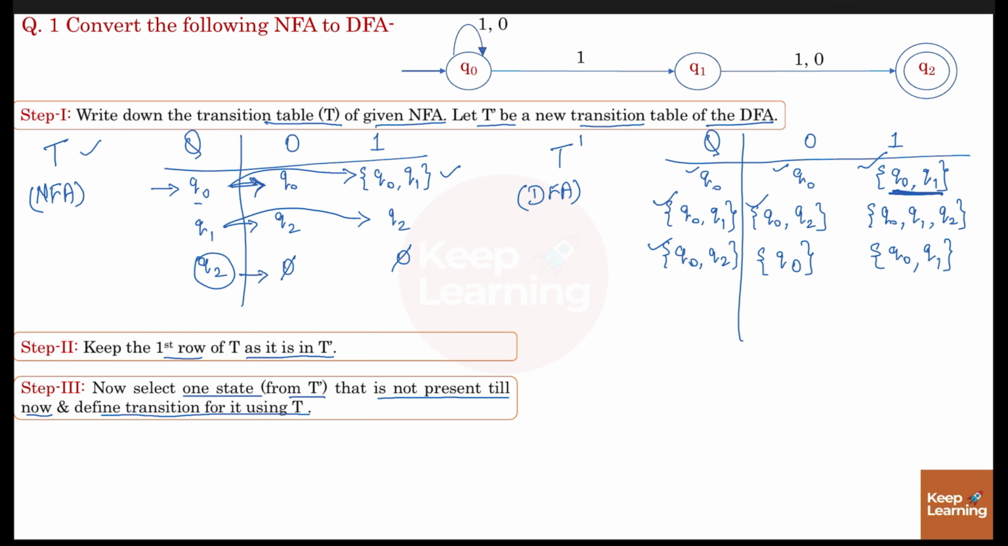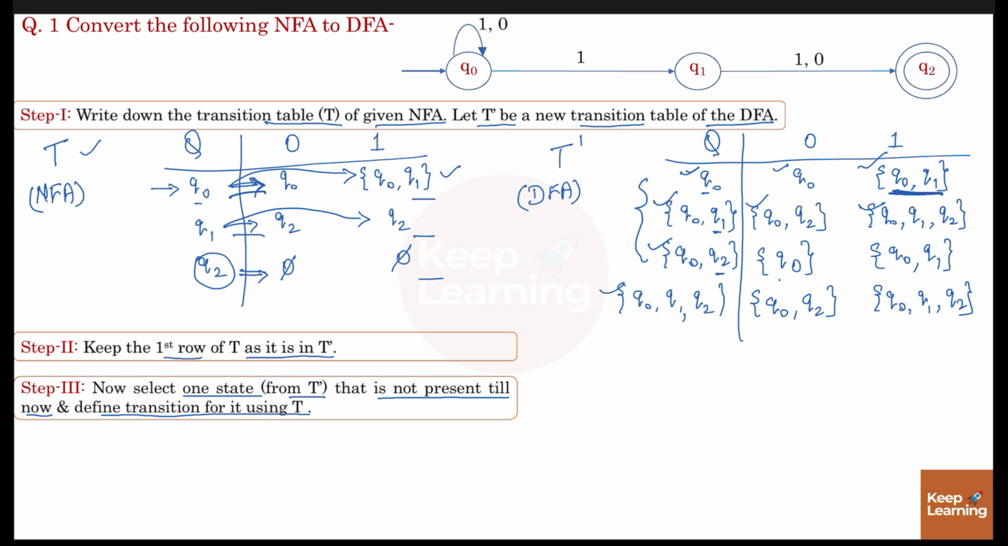Next, Q0, Q1, Q2 is not present here. So this Q0, Q1, Q2 should be present here as a single state. You can't say that Q0 is present here, Q1 is present here, Q2 is present here. No, it should be present as a single state. So it will be Q0, Q1 and Q2. For input 0 it will be Q0 and Q2. Here it will be Q0, Q1, Q2. So this is also completed.